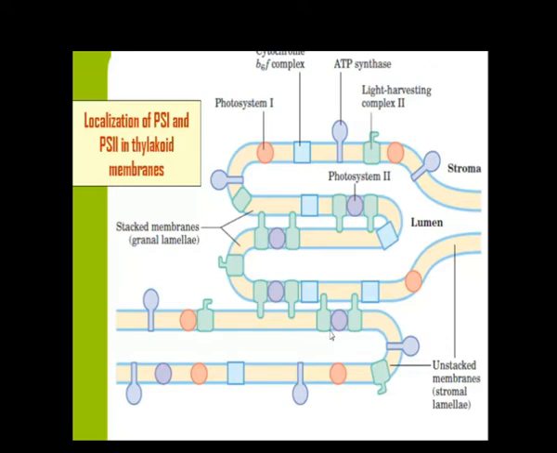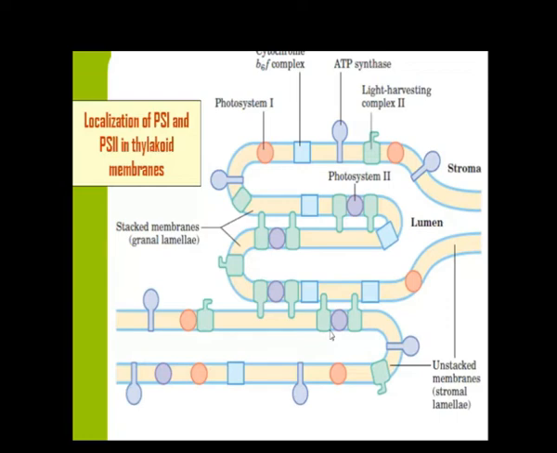Now, unstacked membranes or stromal lamellae. There are two kinds of lamellae, granule lamellae and stromal lamellae. If you remember the structure of thylakoids, there are stacks of grana. Between two thylakoids, there was a connecting link which is lamellae. That is your stromal lamellae. If this extends ahead, there will be another stack of grana. Okay, this is your stromal lamellae. And this is your granule lamellae. Between two stackings, there will be some space. That is your granule lamellae.